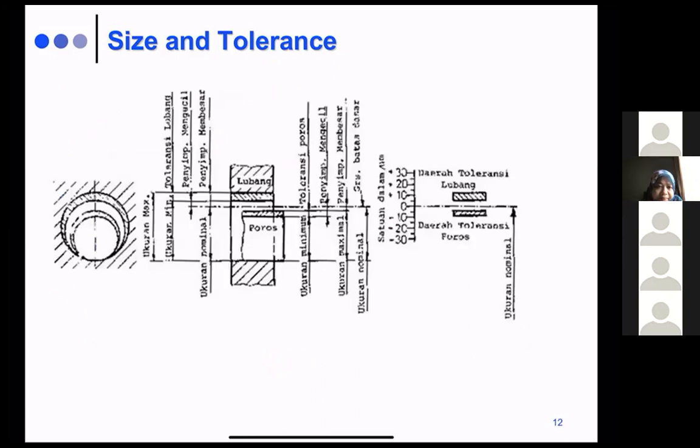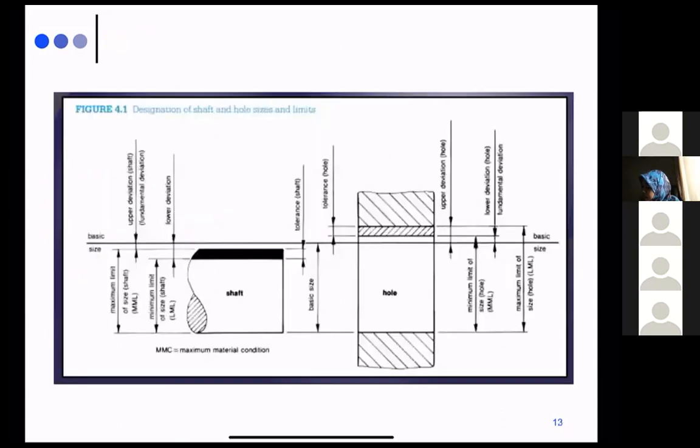Okay, this is a very old picture, but let me check if I can. So here, the size and tolerance. If this one is the hole, and then you put this one, the shaft. So there are certain types of tolerance. Maybe let me find some other picture. Okay, so this is the designation of shaft and hole size limits.